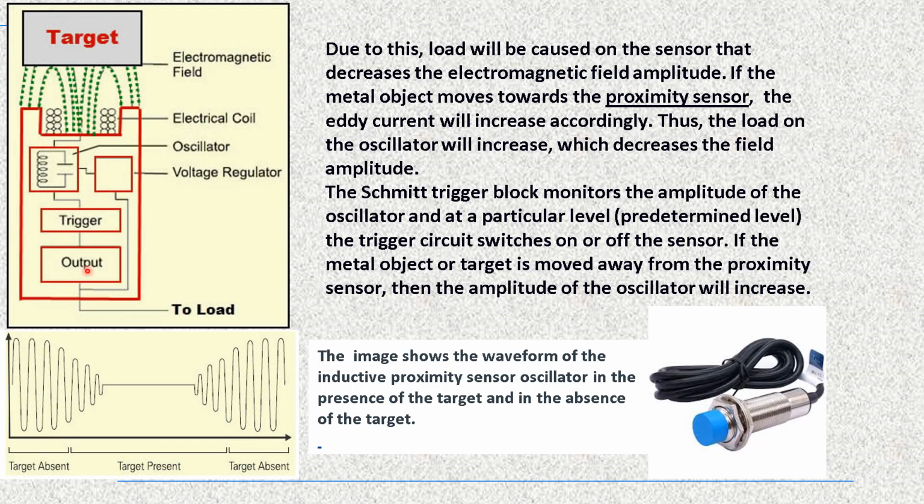Here, as you can see in the image, we have a diagram showing the change in waveform of the inductive proximity sensor oscillator in the presence and in the absence of the target. And we can set a particular threshold so we can have an idea when the target is present and when the target is absent, depending on the various use cases. Here we can see an actual image of an inductive type proximity sensor, and there is an image which shows the working and the interior of the proximity sensor.